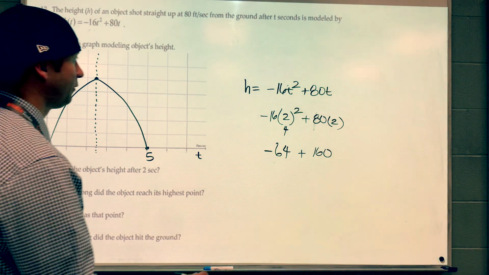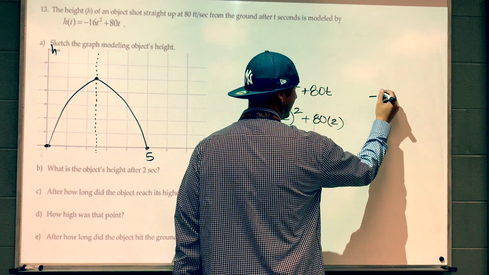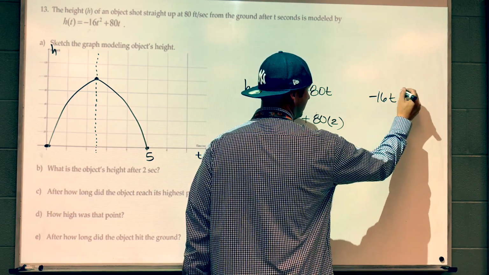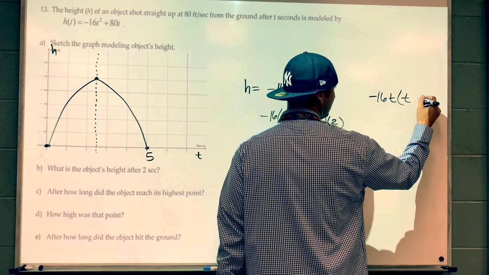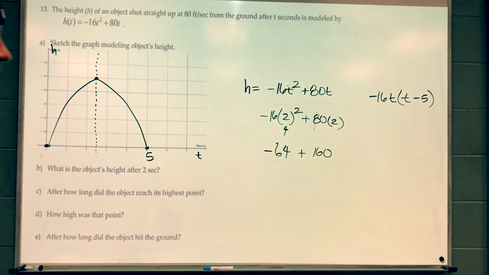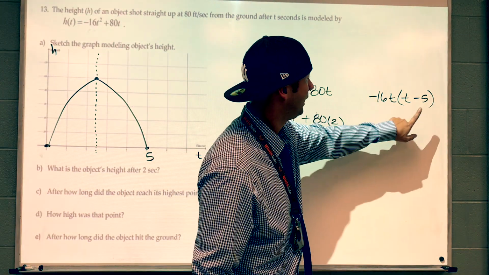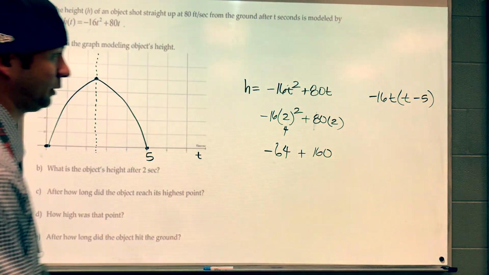What was the factored version before? It was 16t minus 5. Right, that's what it was. That was the factored version. We could have used this, right? Plugged in 2 here, and it would have worked out the same.